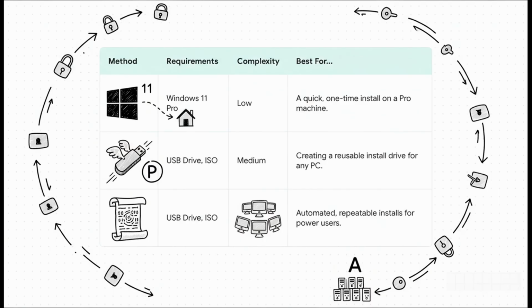The domain join trick is super easy, but remember, you need Windows 11 Pro. It's great for a quick one-time install. The Rufus method is a little more involved, but you end up with a fantastic reusable tool for any PC. And the XML script? Well, it's the most advanced, but it's an absolute game changer for system builders or anyone doing a lot of repeatable installs.